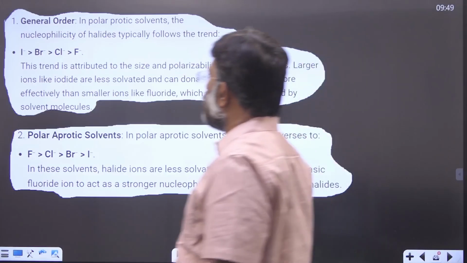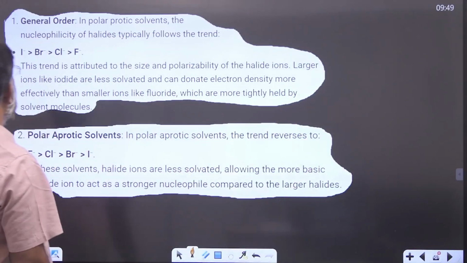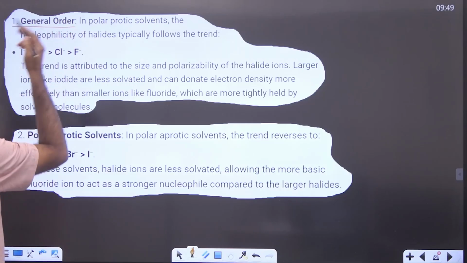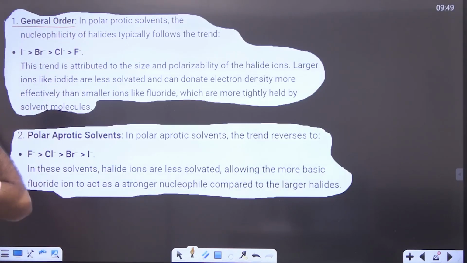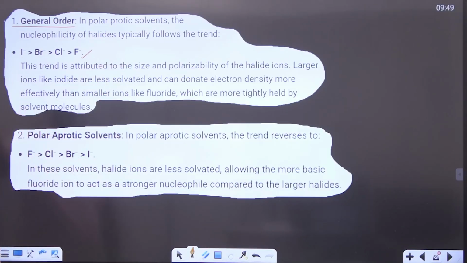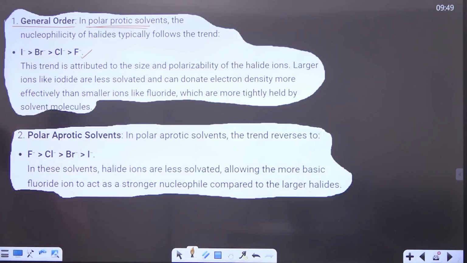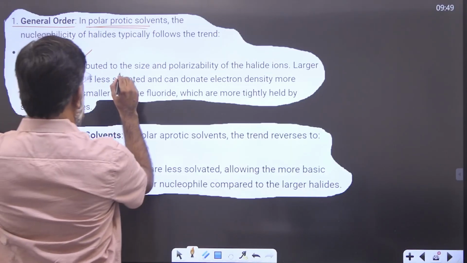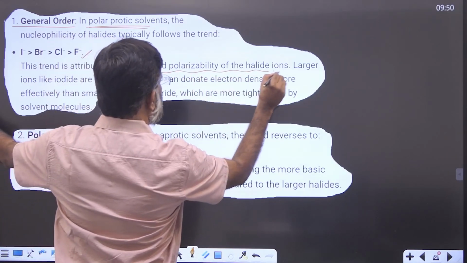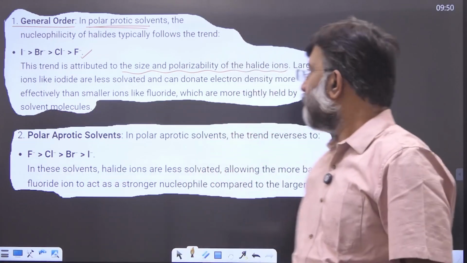Here we have a note on whatever I said. The general order in polar protic solvents is the nucleophilicity of halides. This is the nucleophilicity of halides in polar protic solvents. That will be a general order. This trend is attributed to the size and polarizability of the halide ion, right?